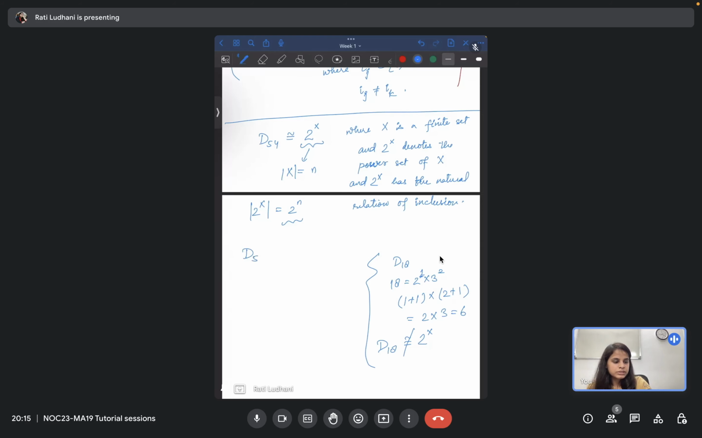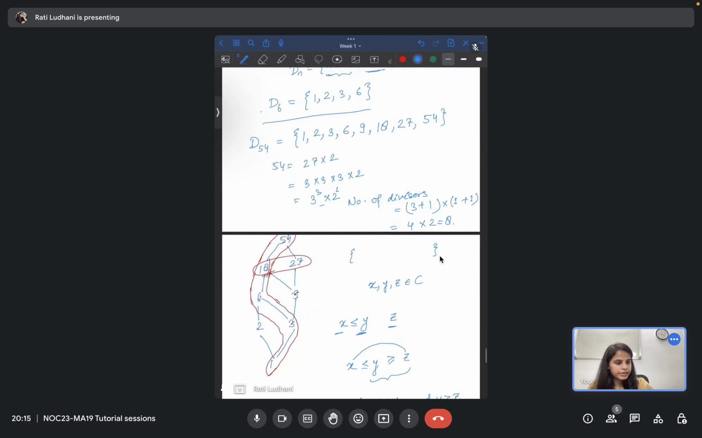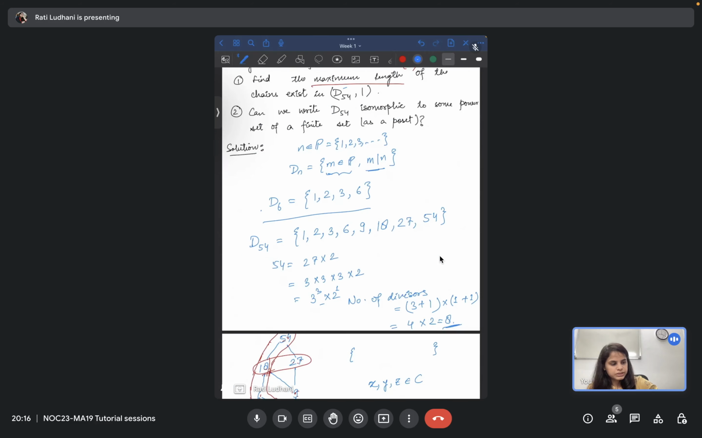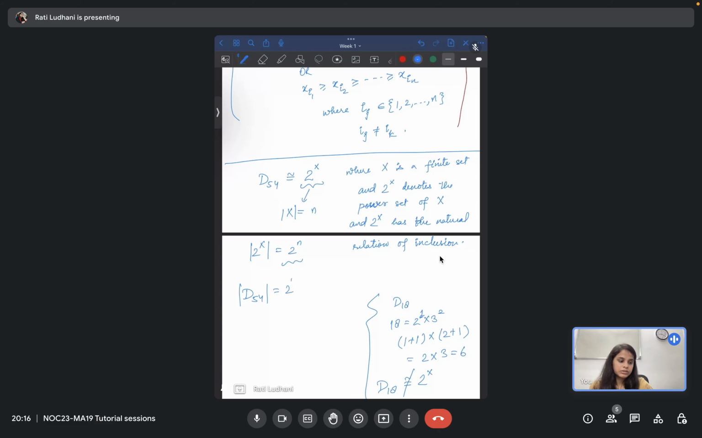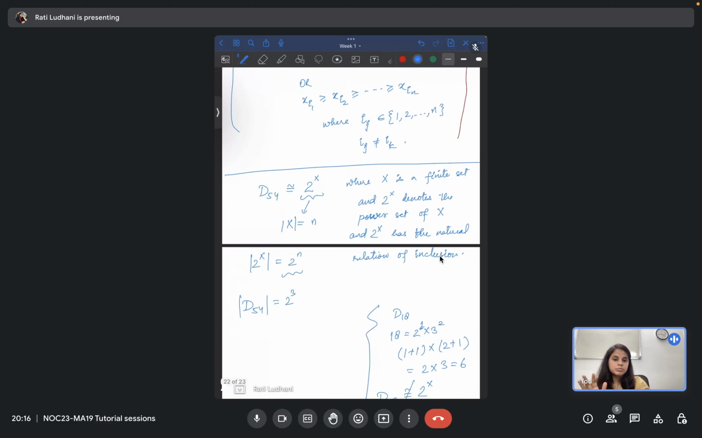For D54, let's see how many elements we have. We had how many were there? 8, right? Exactly 8. 1 2 3 4 5 6 7 8. So you have 8. Now you have to check because this is some power of 2. So there is a possibility, and you have to take x to be, the cardinality of x to be 3. So you are checking D54.